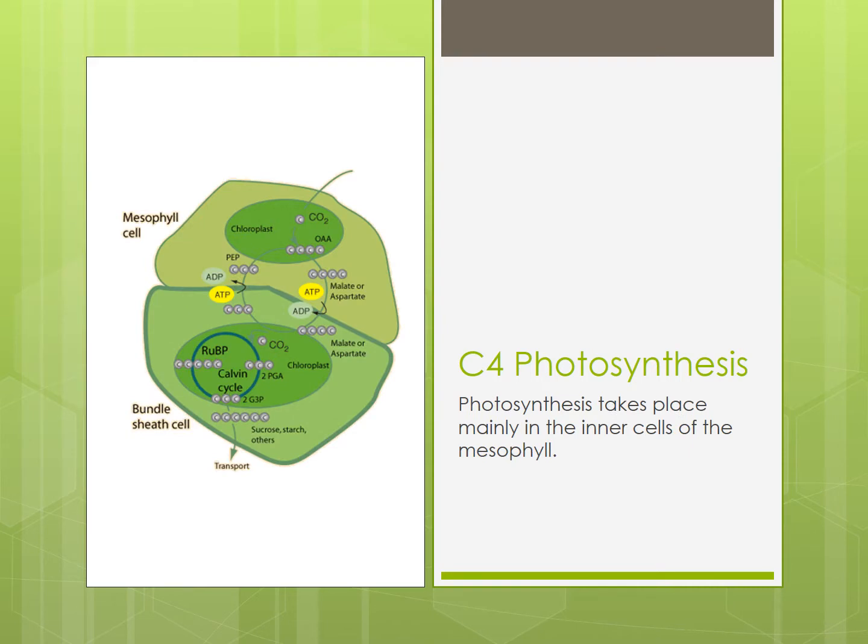Now in C4 photosynthesis, you have new structures forming. Photosynthesis takes place in the inner cells of the mesophyll. So if this is your leaf, you have epidermal cells on the outside. You've got a stoma. Stoma lets in carbon dioxide, lets out water. And you've got cells surrounding the stoma. And then next to those cells, you have the inner cells of the mesophyll.